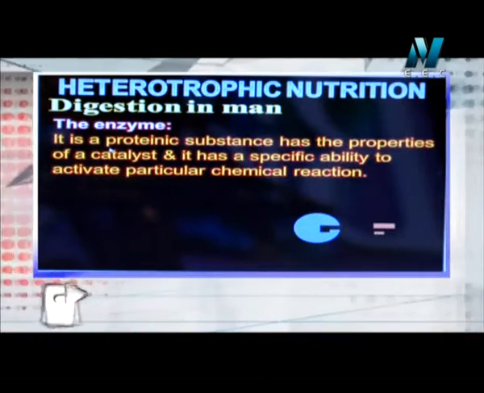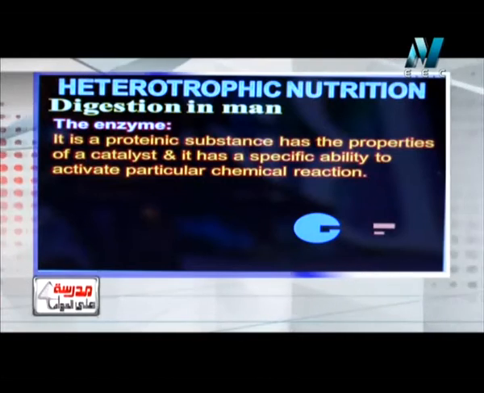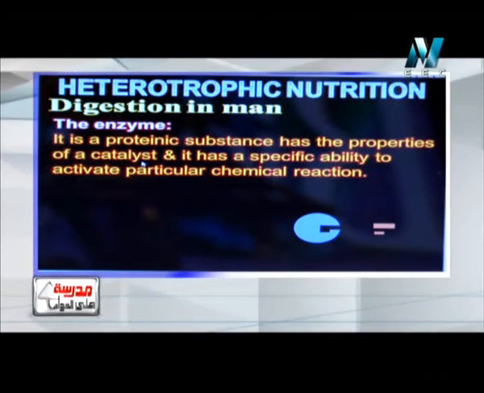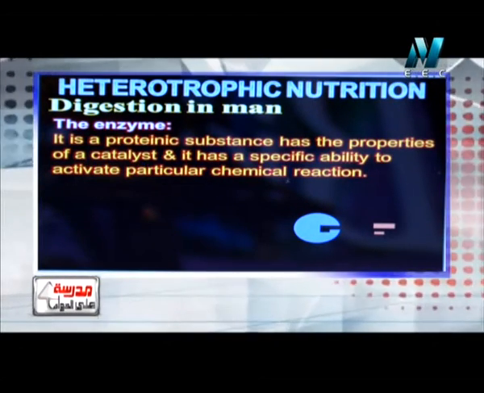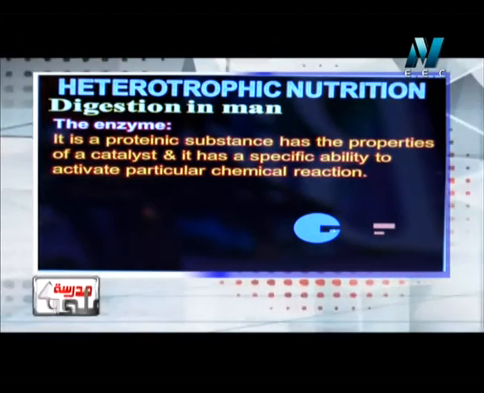Now let's see what is meant by the enzymes. Enzymes are proteinic substances that have the properties of catalysts. The enzyme has the specific ability to activate a particular chemical reaction. That means the enzyme that works on protein doesn't work on fats, and the one that works on fats doesn't work on starch, and so on. So the concept of the enzyme is that it is a proteinic substance that has the properties of a catalyst and has a specific ability to activate a particular chemical reaction.